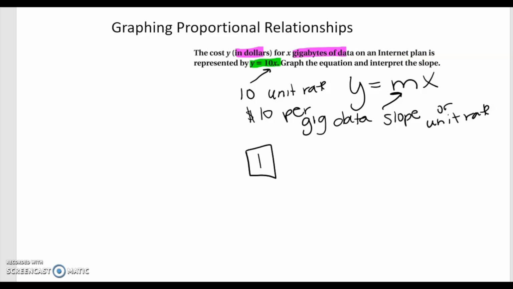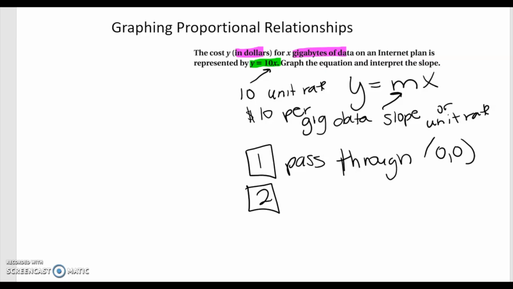Okay, so when we're looking at the graph, we're going to have two things if it's a direct variation. Number one, it's going to pass through 0, 0. Number two, it's going to be a straight line. So what we're going to talk about is how to draw this graph. And so we're going to draw the graph by making a table of values.